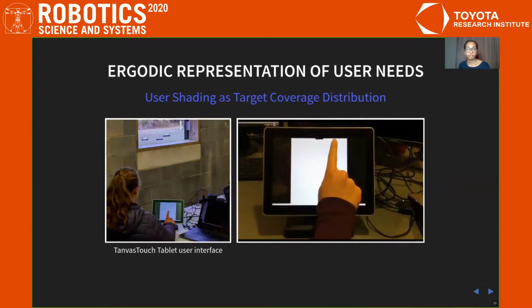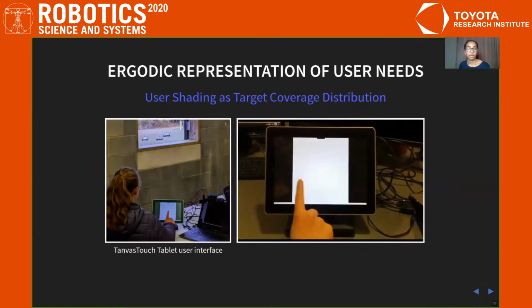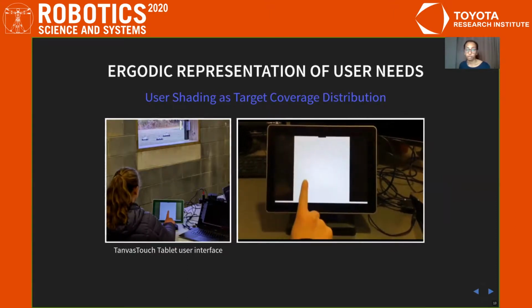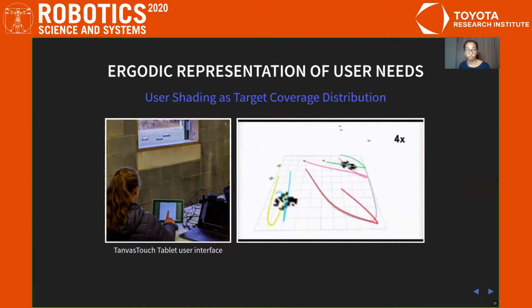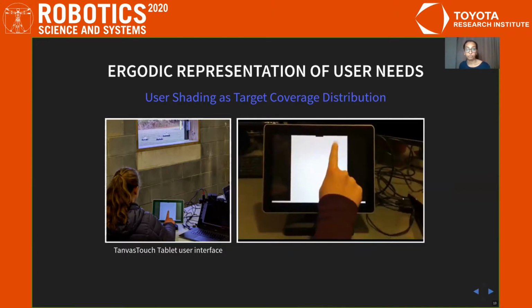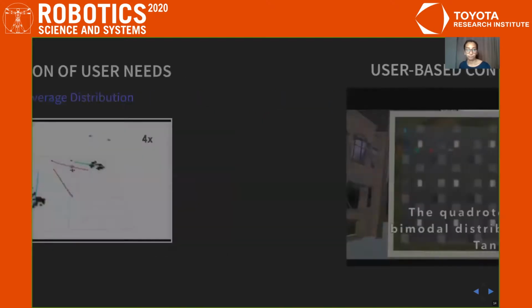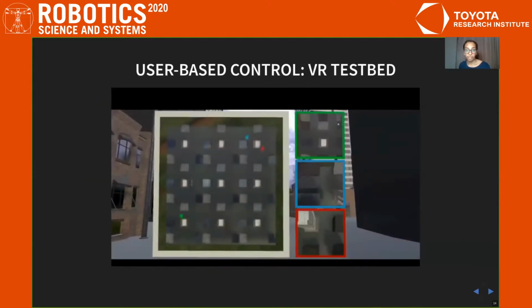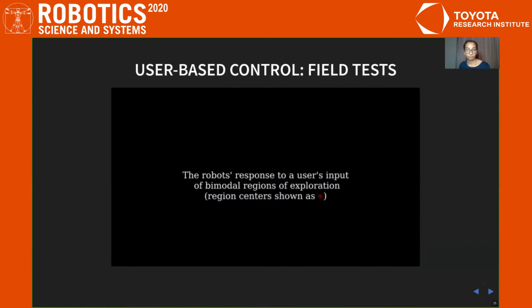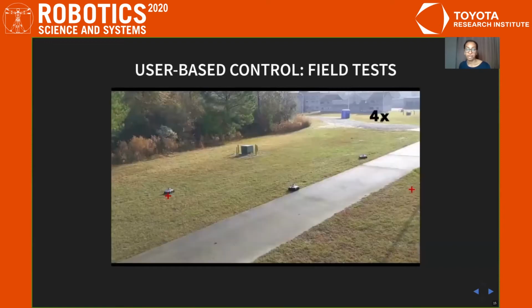We can also generate distributions for user input. An operator can shade in regions of interest over the workspace, here it is a bimodal distribution, and the swarm updates their distribution to explore with respect to it. We developed a tactile tablet interface for the user to communicate their needs to the swarm through this shading mechanism. Here we see exploration of a similar bimodal distribution communicated through the user interface in the VR simulator, and on the swarm hardware at the field tests.